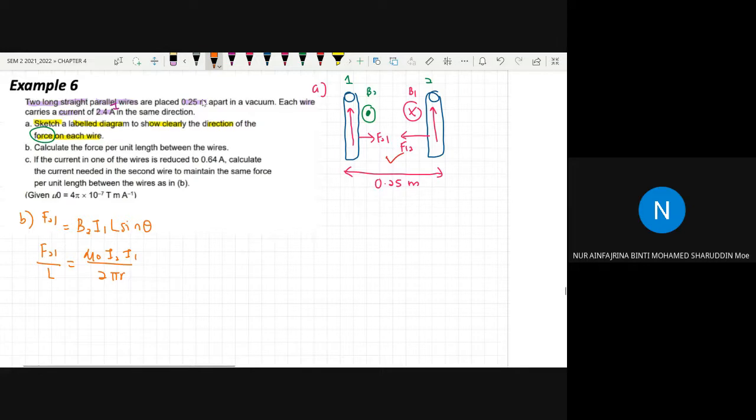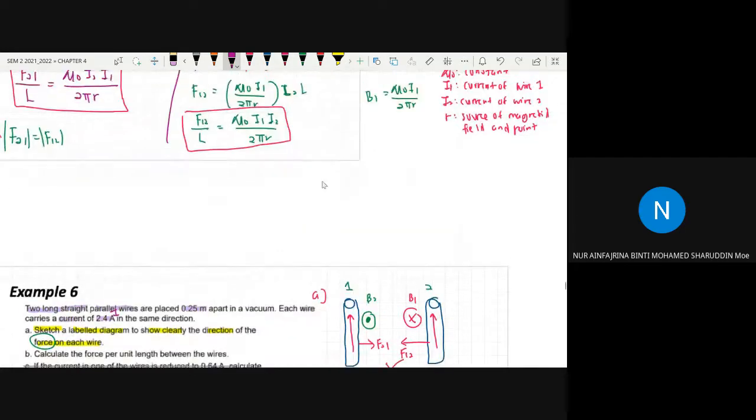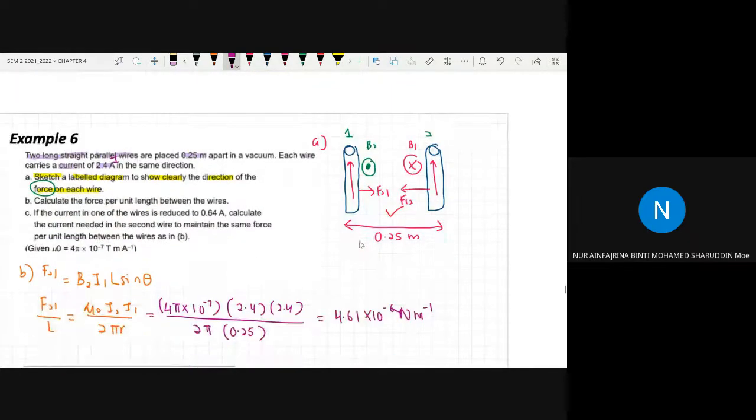So I'm not going to show the derivation anymore. Sebab tadi dekat atas tu Miss dah tunjuk. So awak masukkan sahaja the information. And current yang dibawa dia adalah sama, which is both is 2.4. 2 pi dan R dia berapa? R dia adalah 0.25. So R dia adalah jarak antara kedua-dua wire ini. So you akan dapat 4.61 times 10 to power of negative 6 Newton per meter. Oh ya, Miss lupa nak tulis unit dia. Unit dia adalah Newton per meter.